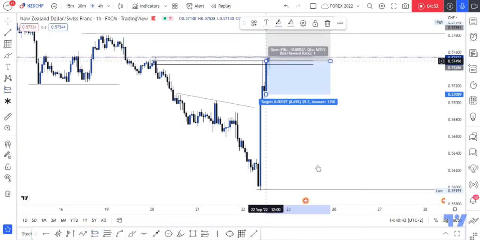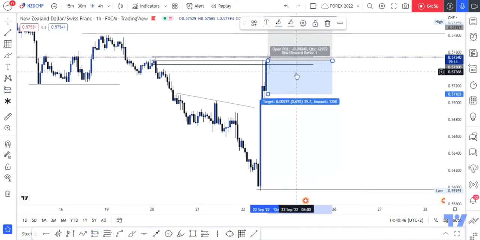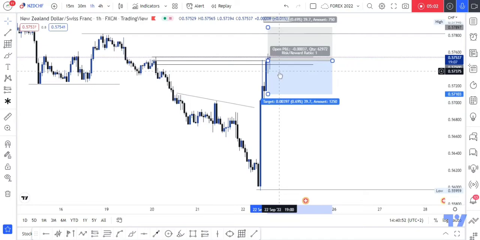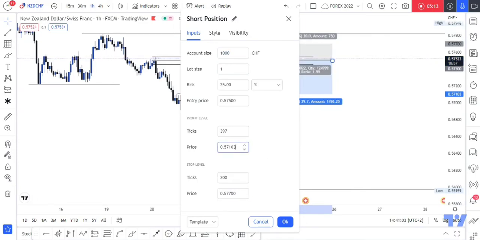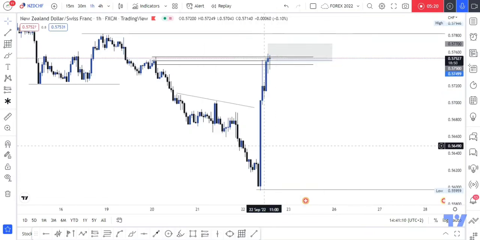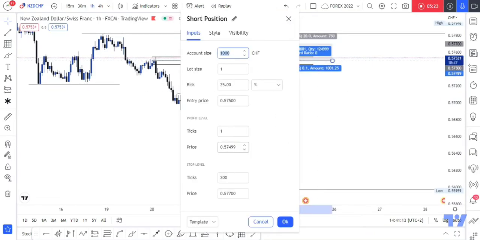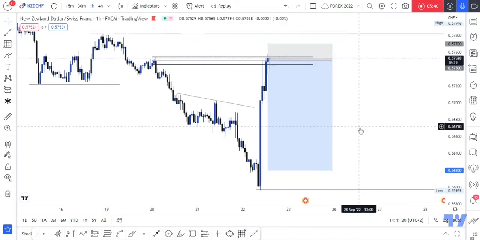So this is my trade right here, and my entry is at, let me bring that up, 0.57500, and my stop loss is at 0.57700, and my take profit is at 0.56200, right? Okay, cool. So this is my entry.